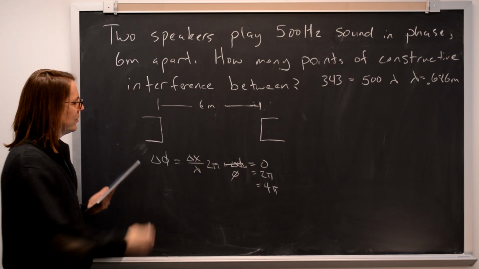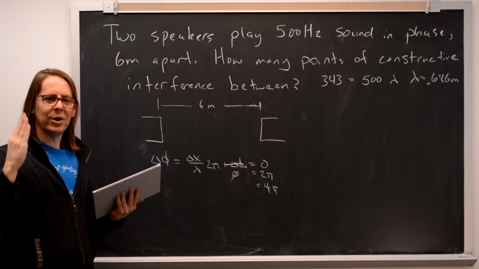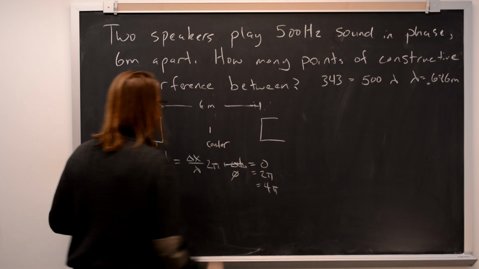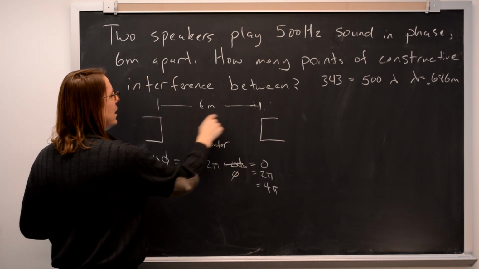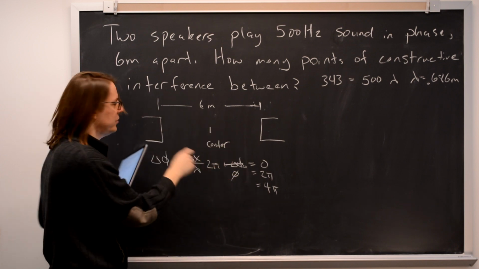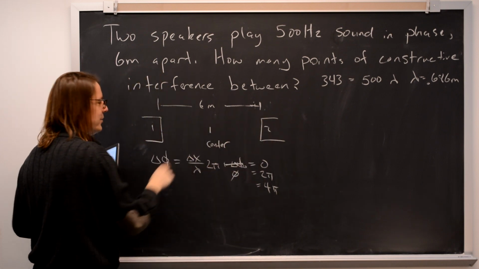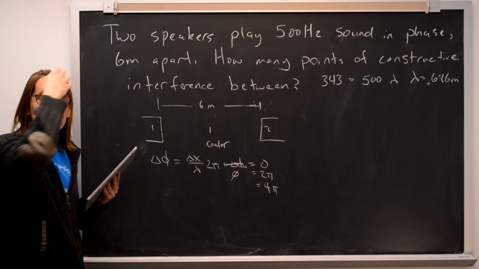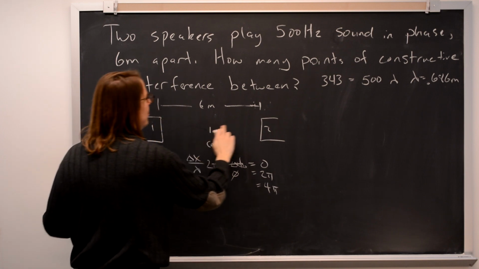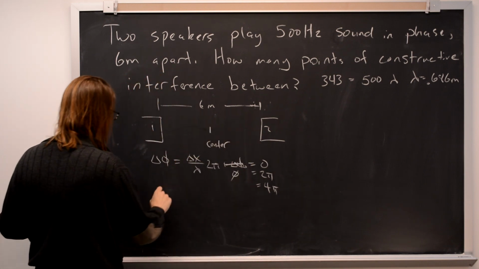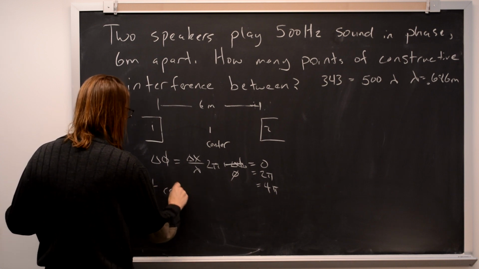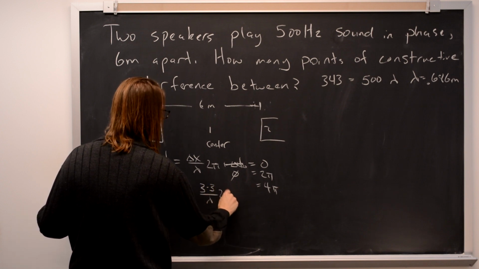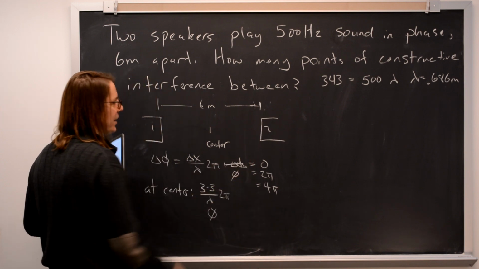So the best way to do this isn't to try to use a formula, but just to think it through. One place you know there's going to be constructive interference is right in the center. Because right in the center, x1 is 3, x2 is 3, if you want to call them x1 and x2. x1 minus x2, or 3 minus 3, is going to be 0. So you definitely have one in the center. And then you want to think how many are going to happen over here, and how many are going to happen over here. Okay, so at the center, it would be 3 minus 3 over lambda times 2 pi. But that's equal to 0, so that's that case.